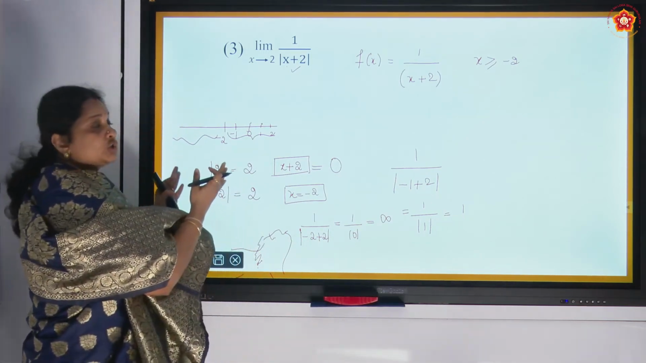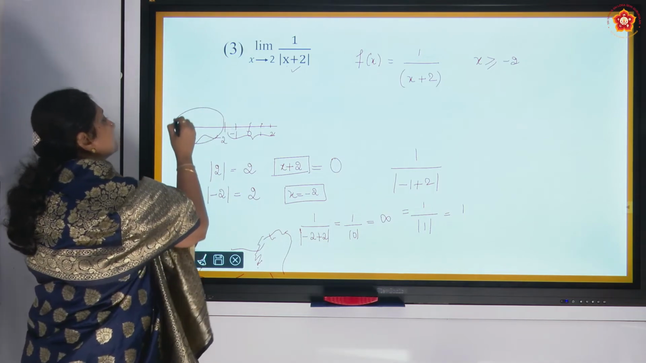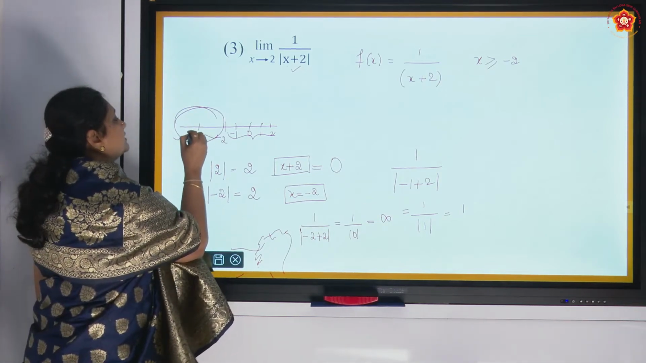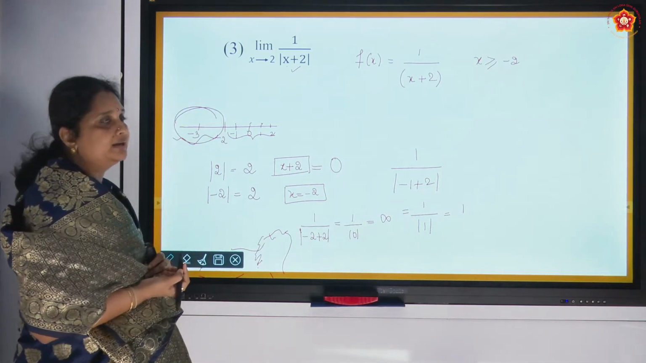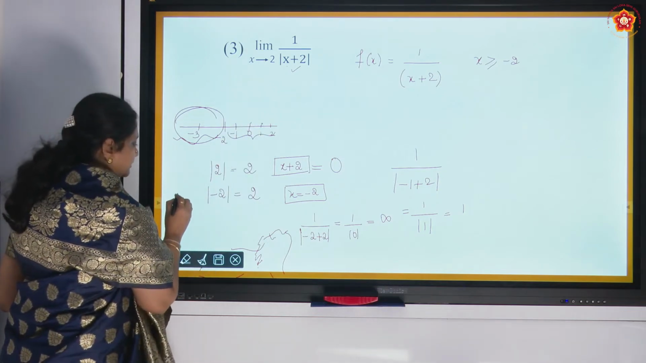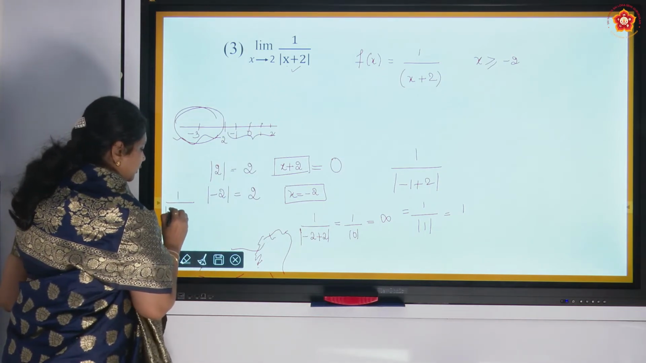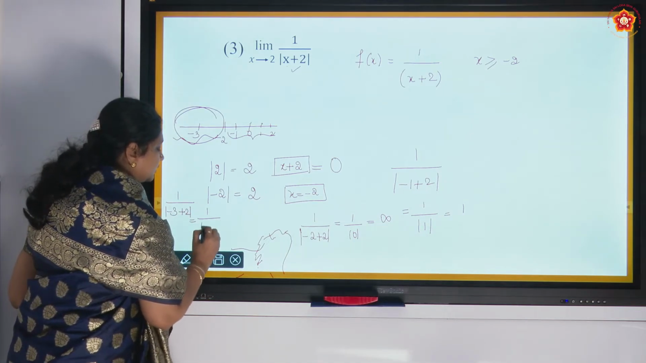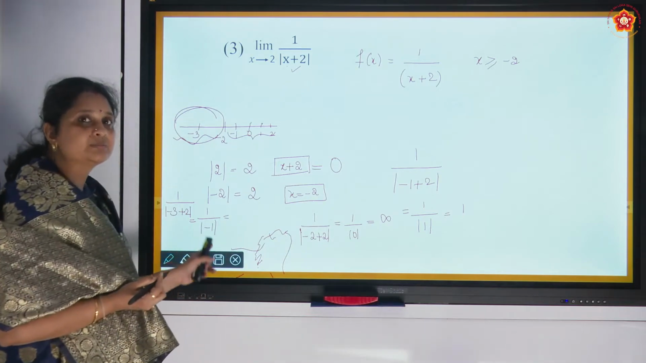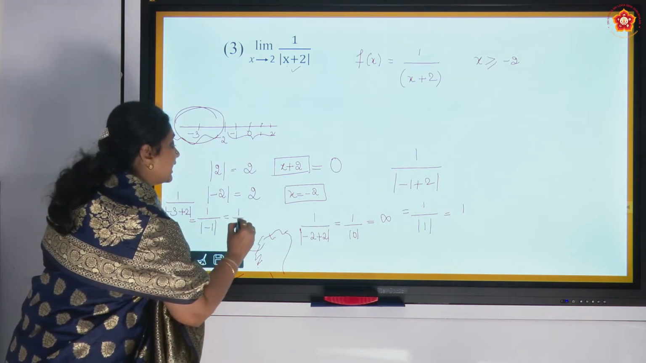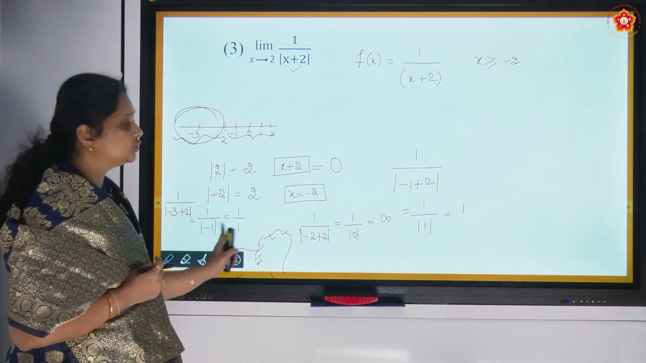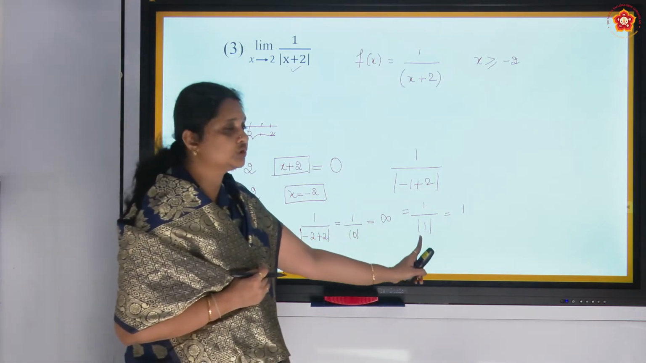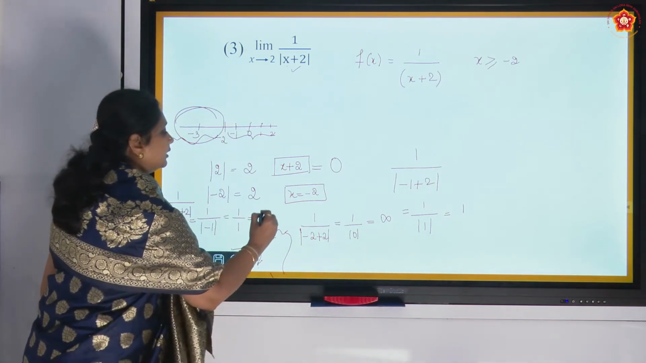Now, we will observe the function in this area where the value is somewhere less than minus 2. So, we will take a random number and see what happens to the function. I take minus 3. Let's substitute there. So, it becomes 1 by absolute value of minus 3 plus 2. So, that's nothing but 1 by absolute value of minus 1. Now, what's the absolute value of minus 1? It is plus 1. So, here I am doing a change. This minus 1 gets transformed to plus 1. But here there was no change at all. So this is 1 now.